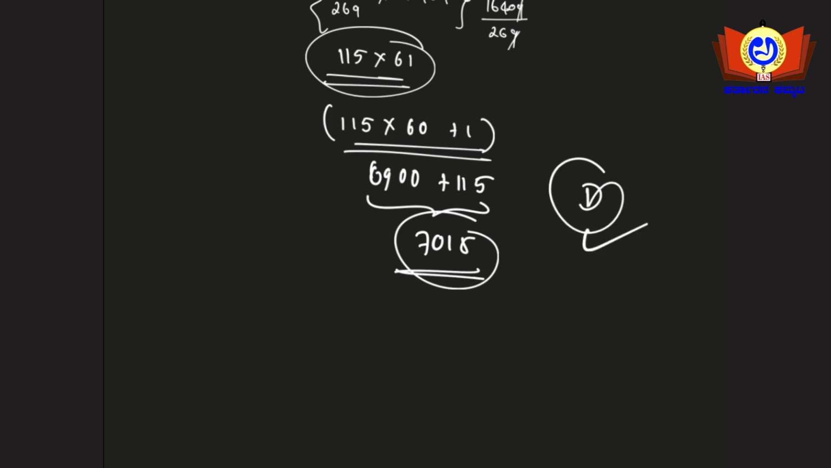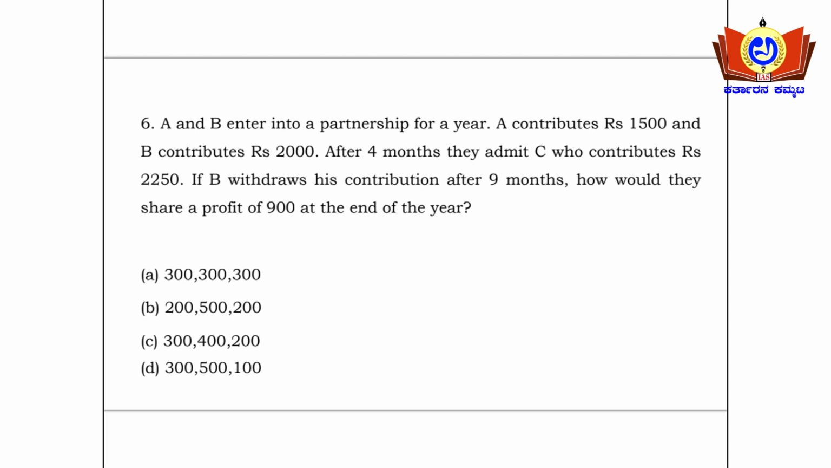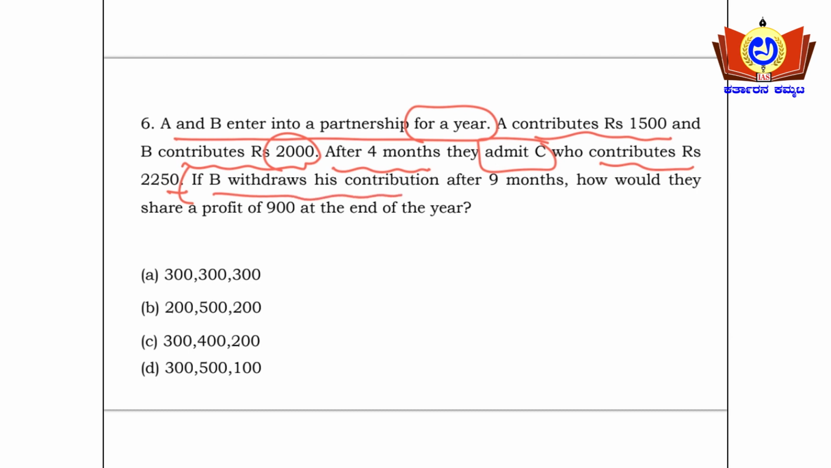So moving on to the next question. A and B enter into a partnership for a year. The time duration is given. A contributes rupees 1500 and B contributes rupees 2000. After 4 months they admit C, who contributes rupees 2250. If B withdraws his contribution after 9 months, how would they share a profit of rupees 900 at the end of the year?